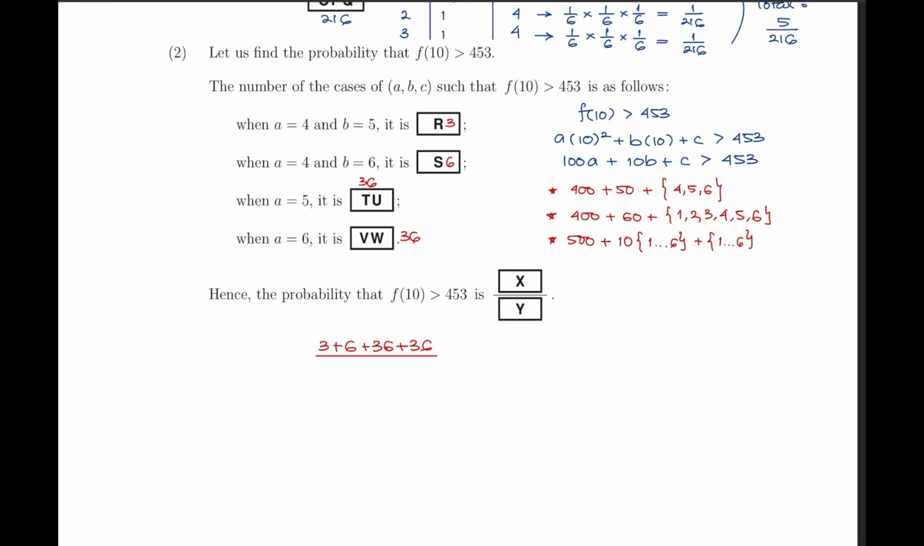If we throw a dice 3 times, then the sample space is 6 times 6 times 6. If we throw a dice twice, the sample space is only 6 times 6. So if we calculate this, 36 plus 36 is 72, 72 plus 9 is 81. 81 over 216 becomes 3 over 8. This is the answer for letters X and Y.